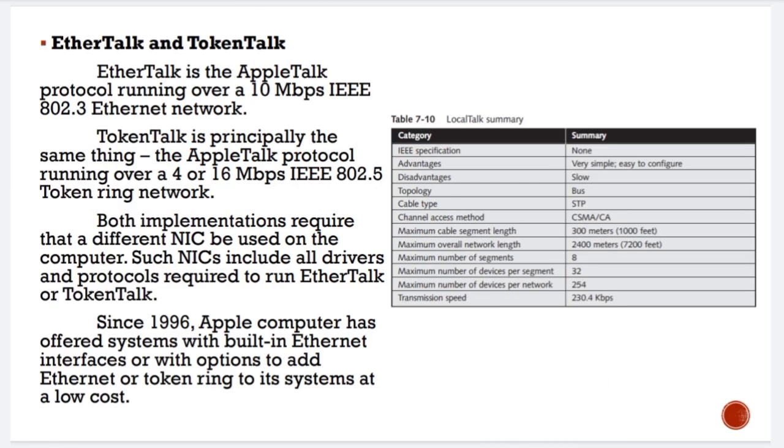EtherTalk and TokenTalk. So EtherTalk is the AppleTalk protocol running over a 10 Mbps IEEE 802.3 Ethernet network. TokenTalk is principally the same thing, the AppleTalk protocol running over a 4 or 16 Mbps IEEE 802.5 token ring network. Both implementations require that a different NIC be used on the computer. Such NICs include all drivers and protocols required to run EtherTalk and TokenTalk. Since 1996, Apple Computer has offered systems with built-in Ethernet interfaces or with options to add Ethernet or Token Ring to its systems at a low cost.